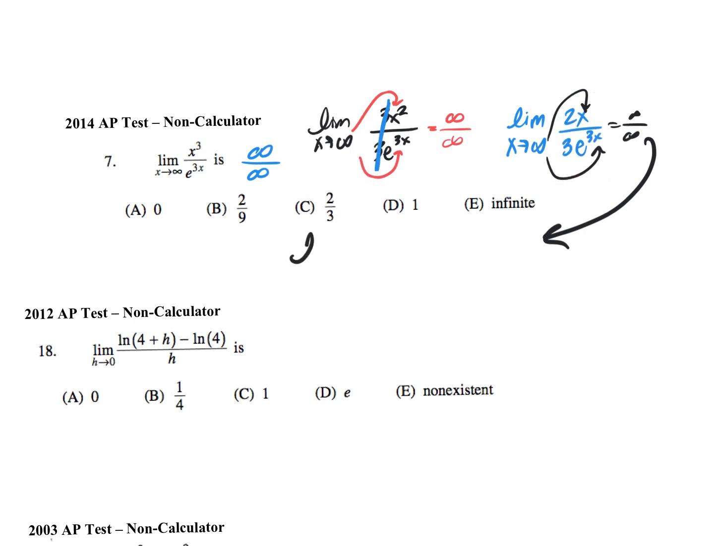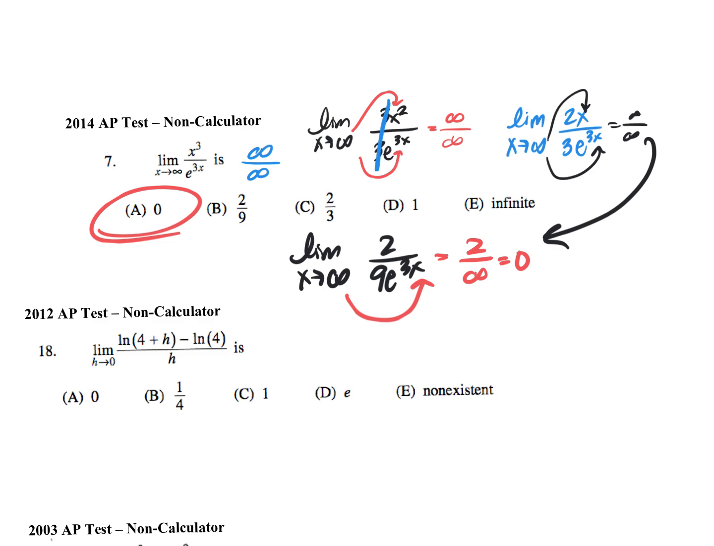Derivative of the top, you guys: 2. Derivative of the bottom: 9e to the 3x, because the derivative of 3e to the 3x is 3e to the 3x times the derivative of the exponent. Okay, what happens if I plug my infinity in now? 2 divided infinitely many times. If I've got $2 and I've got to give it to infinitely many people, I've got to split it between them, everyone's going to basically get nothing. Nothing. Okay, you guys, let's try this again.